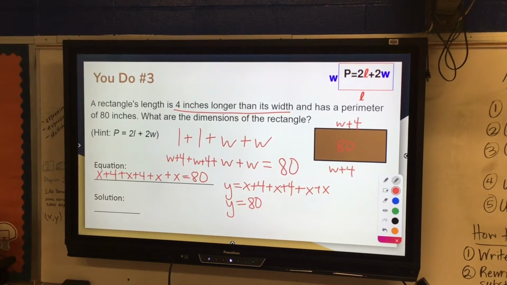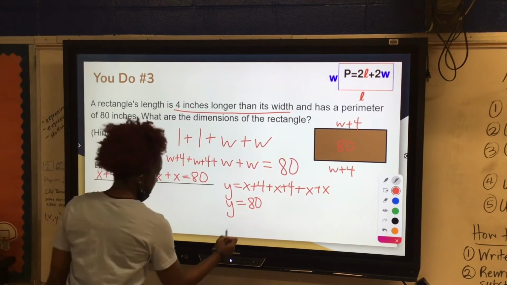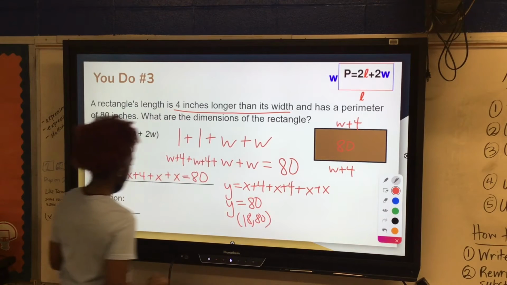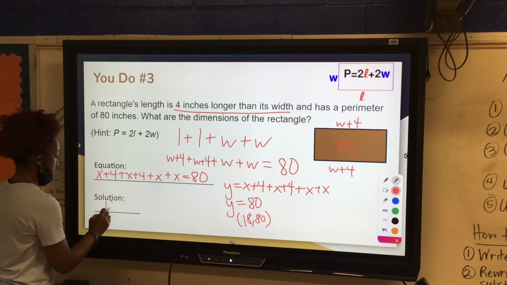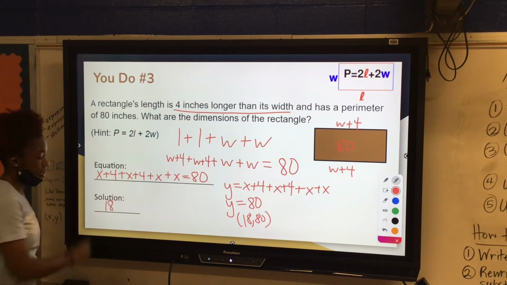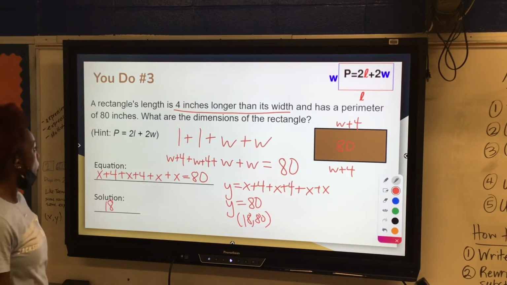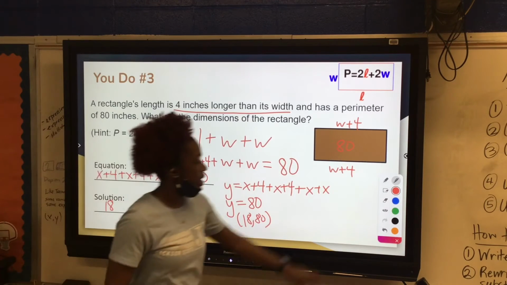Alright, so once we put it into Desmos, what do we get? 18, comma 80. Okay? So our solution would be x equals 18. Okay? X equals 18. Alright, last one.